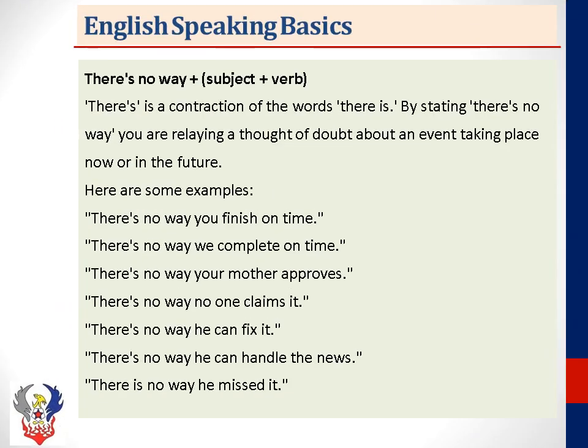There's no way plus subject and verb. There's is a contraction of the words there is. By stating there's no way, you are relaying a thought of doubt about an event taking place now or in the future. Here are some examples. There's no way you finish on time. There's no way we complete on time.